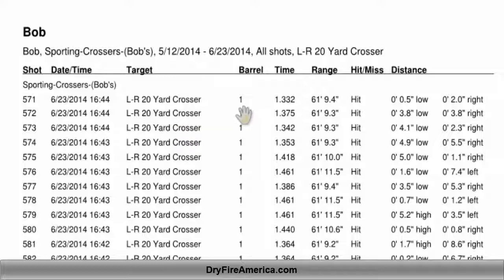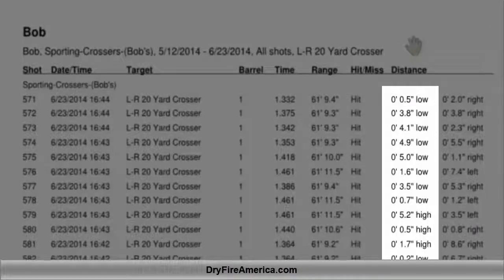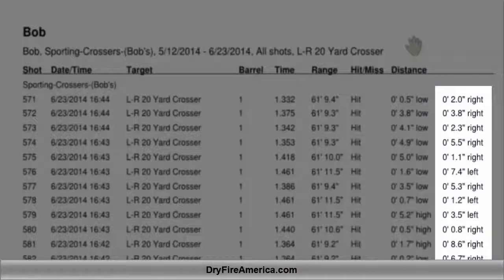It has another column called barrel, and this would be in the case of shooting doubles, whether you shot the target with the first barrel or the second barrel, so you would get a 1 or a 2 in this column. The time is the same as we saw on the other report. In this case, the range is given in feet instead of yards, so it's given in feet and inches. Then we have a duplication of the hit or miss. And finally, under distance, we only have 2 columns. The first column being how far you were above or below the target, and the second column how far you were to the right or the left of the target.